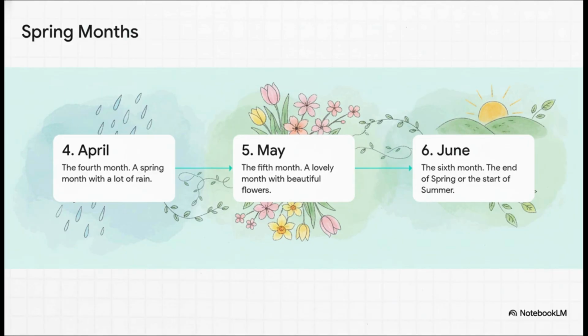After that, we have month number 5, May. Let's say May. May is when you see so many beautiful flowers. And month number 6 is June. Go ahead, June. June is right on the edge of spring and summer.